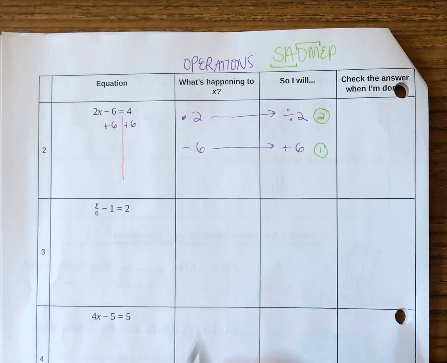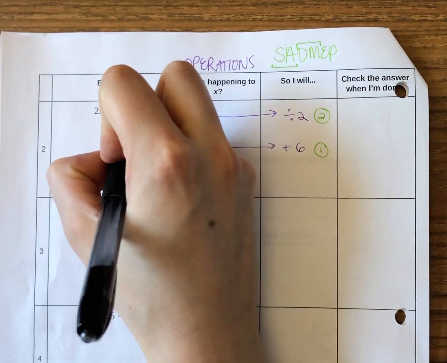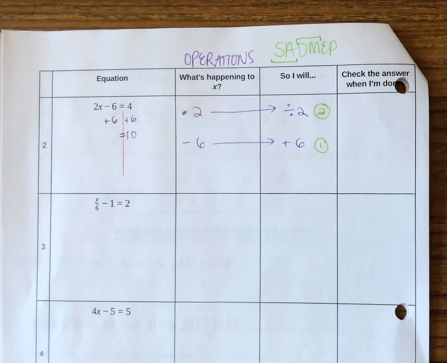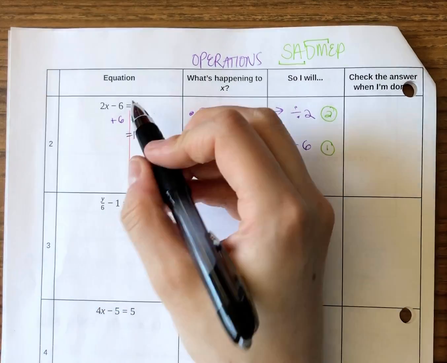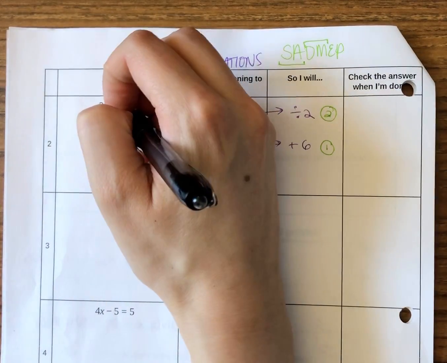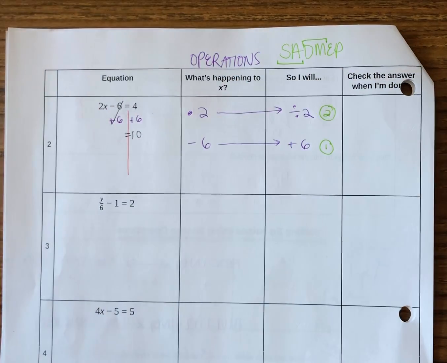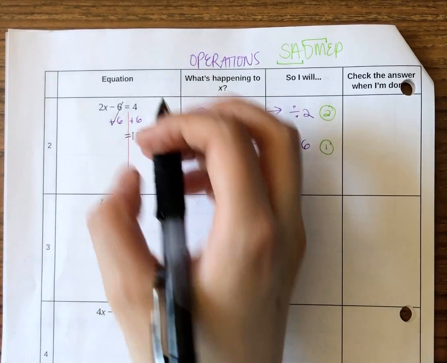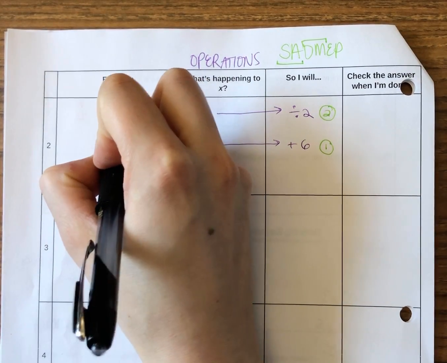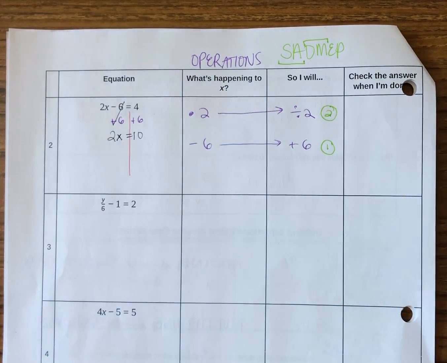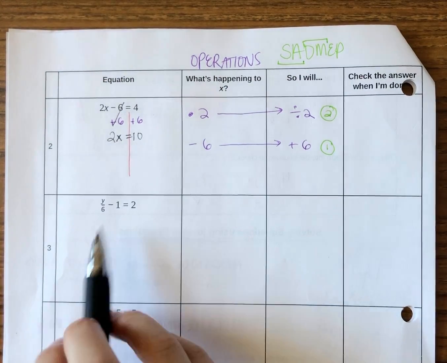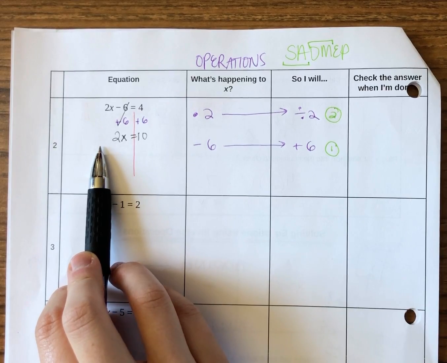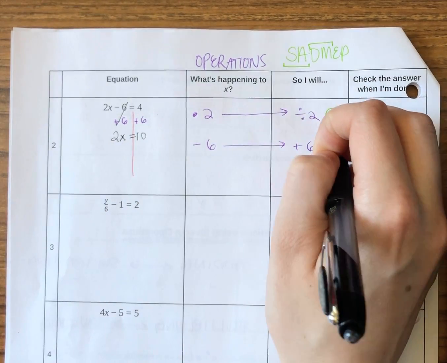When I add them together, on this side 4 plus 6 is 10. But over here on the left-hand side, the subtracting 6 and the adding 6 cancel to make 0. So I'm only left with 2x on this side. Once I've done something to my equation, I always write what my equation looks like now. That's my first step complete.